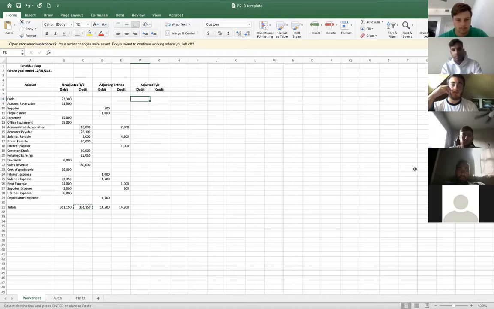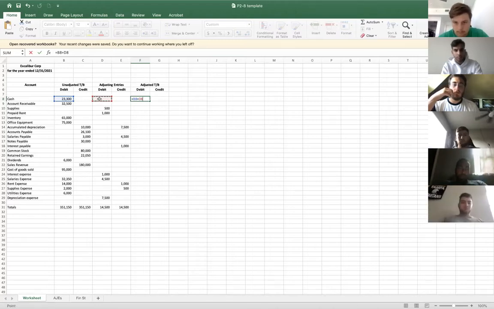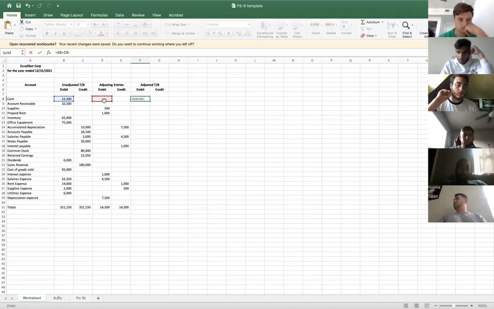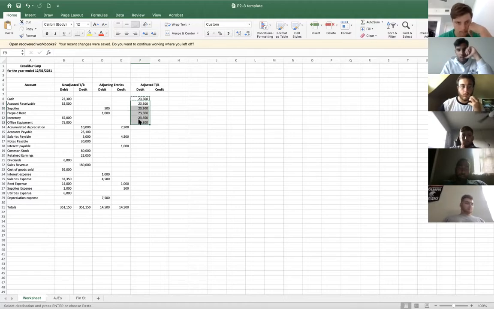So here I go, cash. Cash is going to be equal to the debit balance plus any debit adjustments I have. I don't have any, but I want to set my Excel spreadsheet up so that if I did have one, it would automatically update, minus a credit. So I'm going to copy this to all the accounts that have a normal debit balance. You can drag it, or you can do Control-C, Control-V. I use Control-C and Control-V.